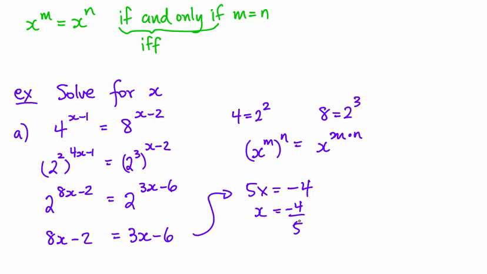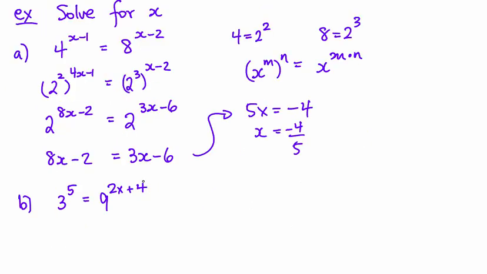Okay, so here's a second one for you, and if you'd like you can go and try and simplify this next one. Just pause the video and see if you can do it. 3 to the 5th is equal to 9 to the 2x plus 4. So if you want, go ahead, pause the video, see if you can do this one by yourself. And I'll go ahead and do the answer in just one sec here.